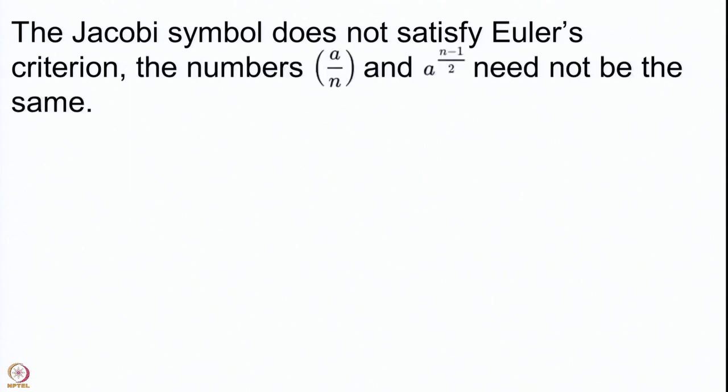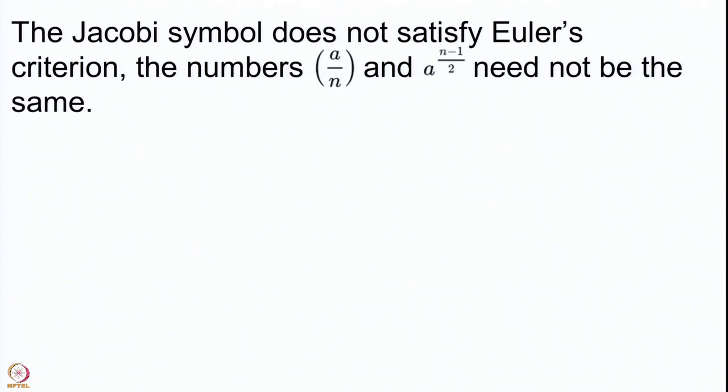There was the Euler criterion for the Legendre symbol, which was that minus 1 upon p was minus 1 to the power p minus 1 by 2. So that Euler criterion, which was true for any integer a provided your modulus was a prime p, need not be true for the Jacobi symbol in general. So the Jacobi symbol does not satisfy Euler's criterion, which is to say that these two numbers, the Jacobi symbol value a upon n and the value a power n minus 1 by 2, need not be the same, and they need not even be the same modulo n.